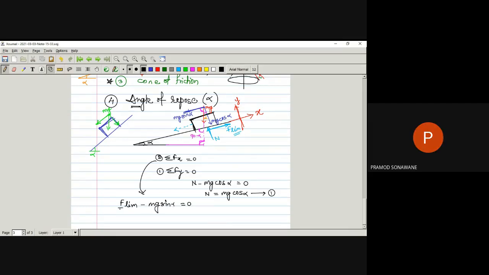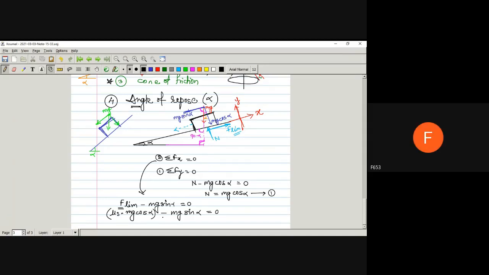Correct? But what is F limiting? F limiting is mu into N. So can I say that it is mu s into N? Can I write it as mg cos alpha from equation 1? Yes. Correct? So it will be mu s into mg cos of alpha minus mg sin of alpha is equal to 0. Is it clear?